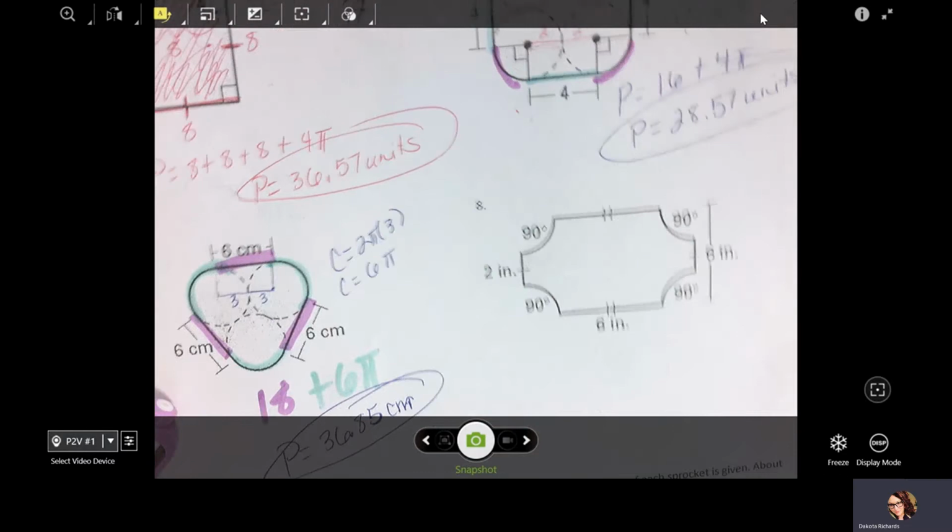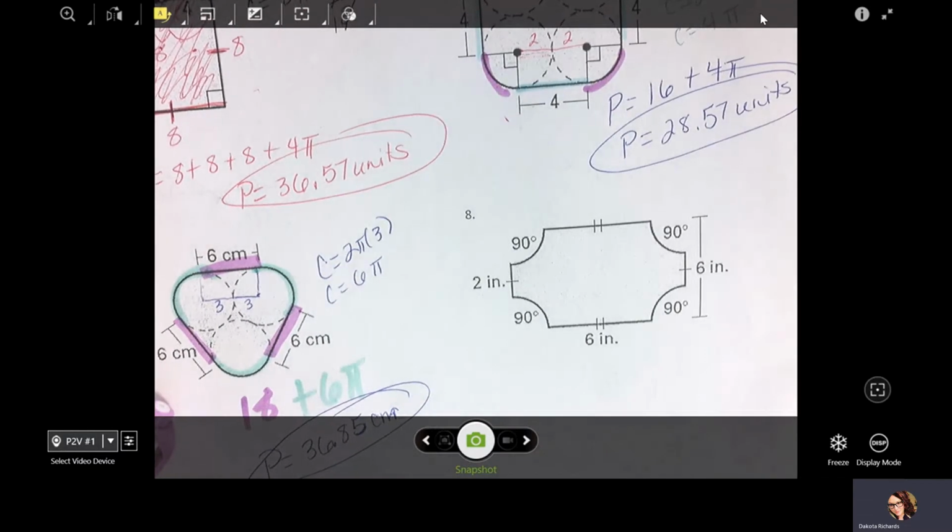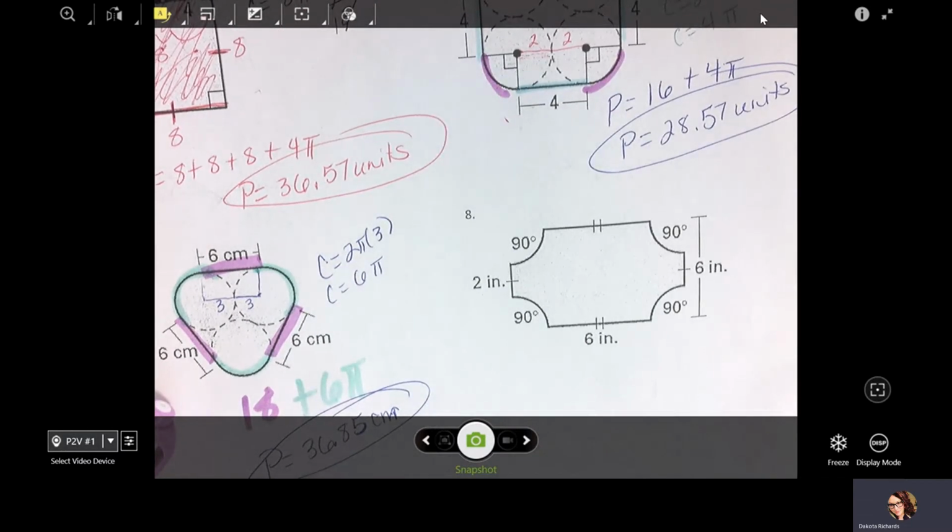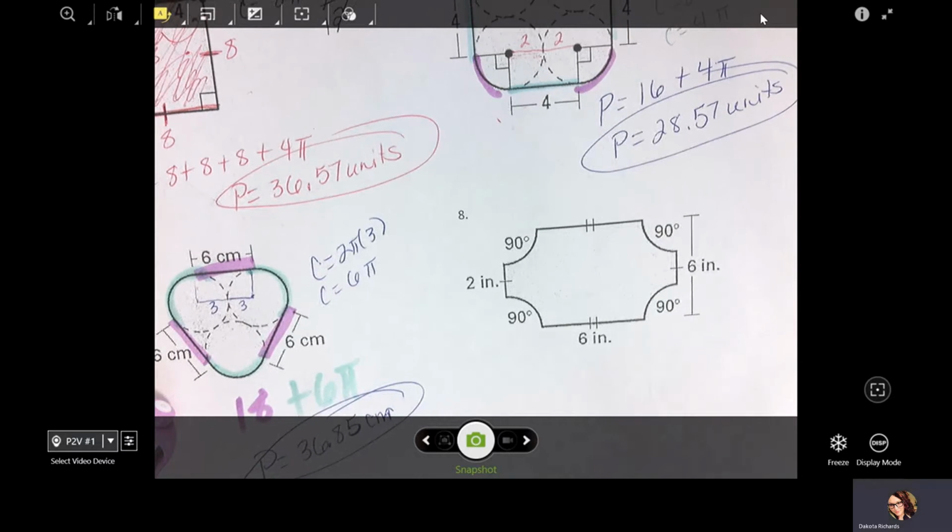What do you think you have to do on number 8? Just out of curiosity, what do you think you're going to have to do? Control. Stay with me.